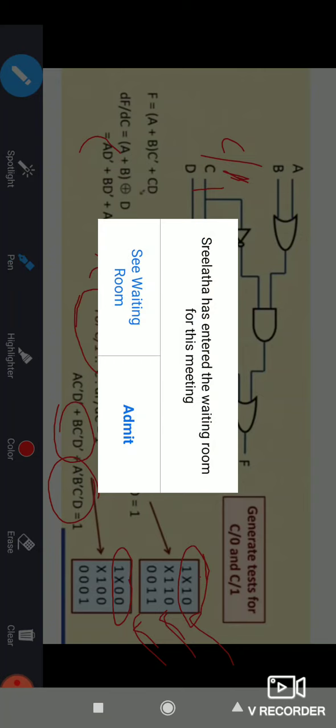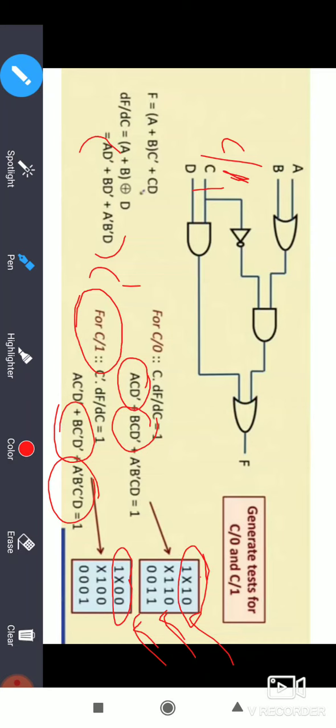Second term, A is missing, so don't care. 1 C bar D bar, so 0 0. The last term A bar B bar C bar means 0 0 0, and the last D, so 1.